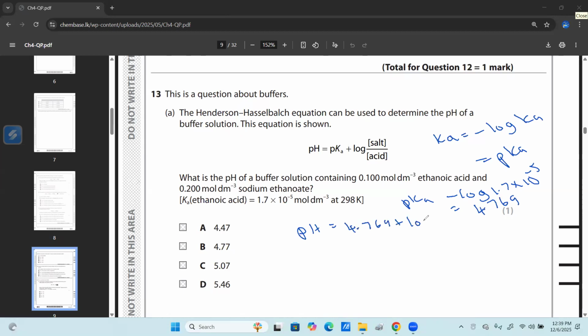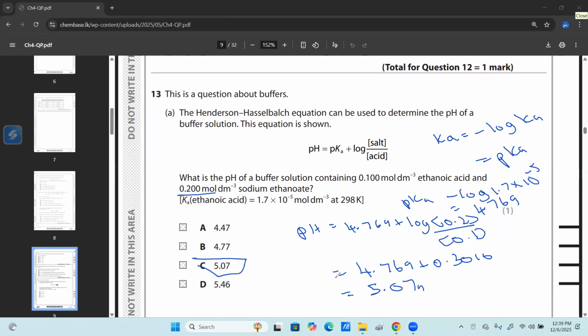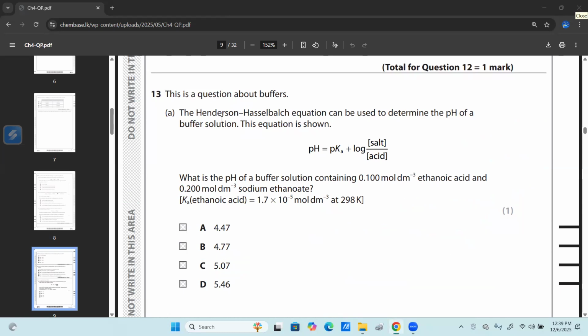So 4.769 plus log concentration of the salt is 0.2, concentration of the acid is 0.1. Then I can write 4.769 plus log 2, which is 0.33010. For that, if I add 4.769, you get it as 5.07. Correct answer is 5.07. So it's very easy, just substitute into the equation.